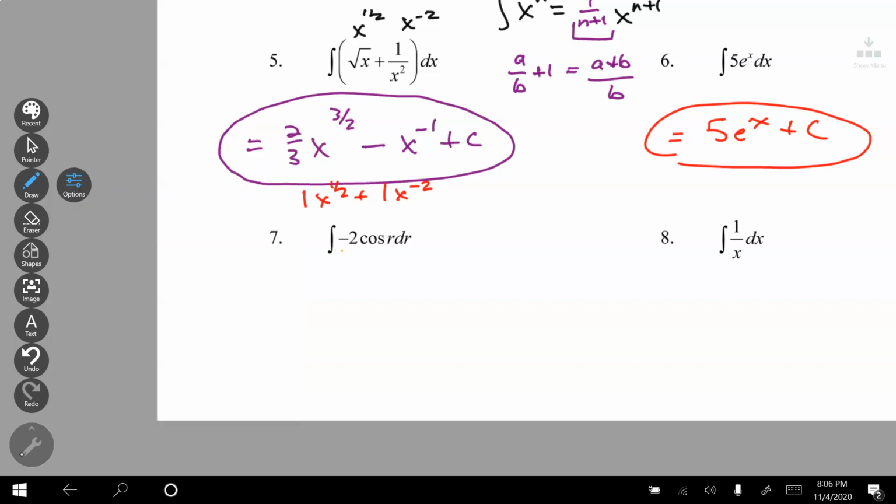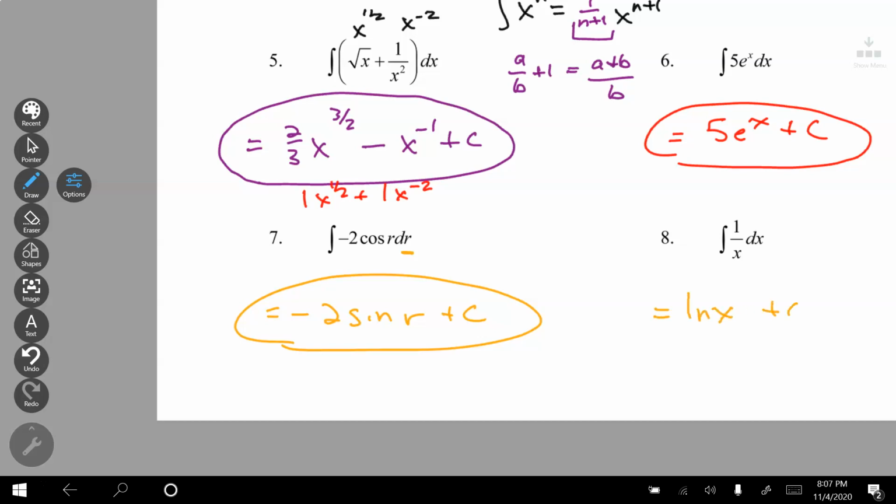Let's see, I need negative cosine, so I have to start off with a -2 sine of r. My variable is r this time, plus c. And this is a special one. This one I do not rewrite. 1 over x has a special antiderivative, and you should know it: ln of x plus c, because the derivative of ln of x is 1 over x.